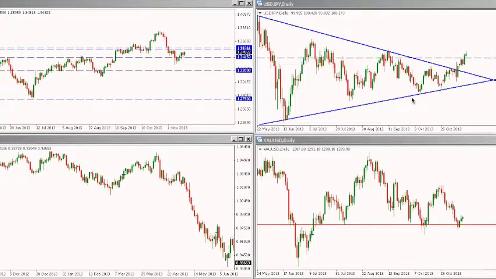Today I'm going to go through some of the major markets we trade most frequently, and in this video I'm going to point out some levels at which we can expect some good trade setups next week. So let's take a look at that trend line.